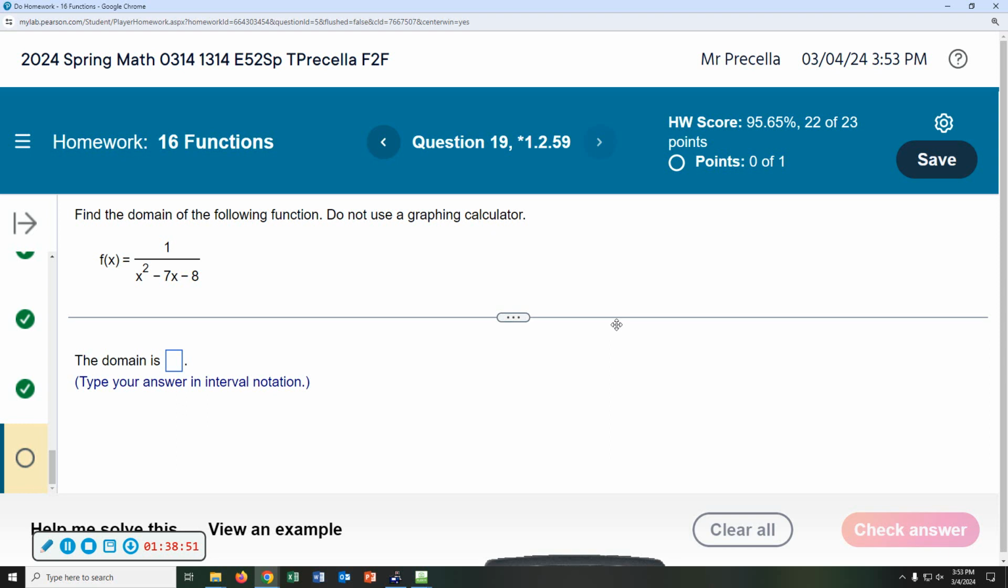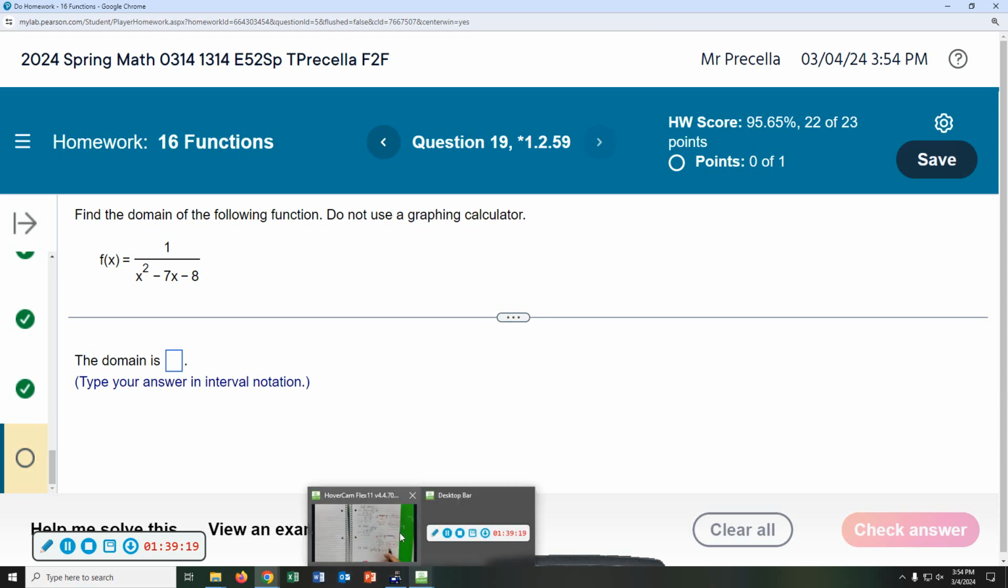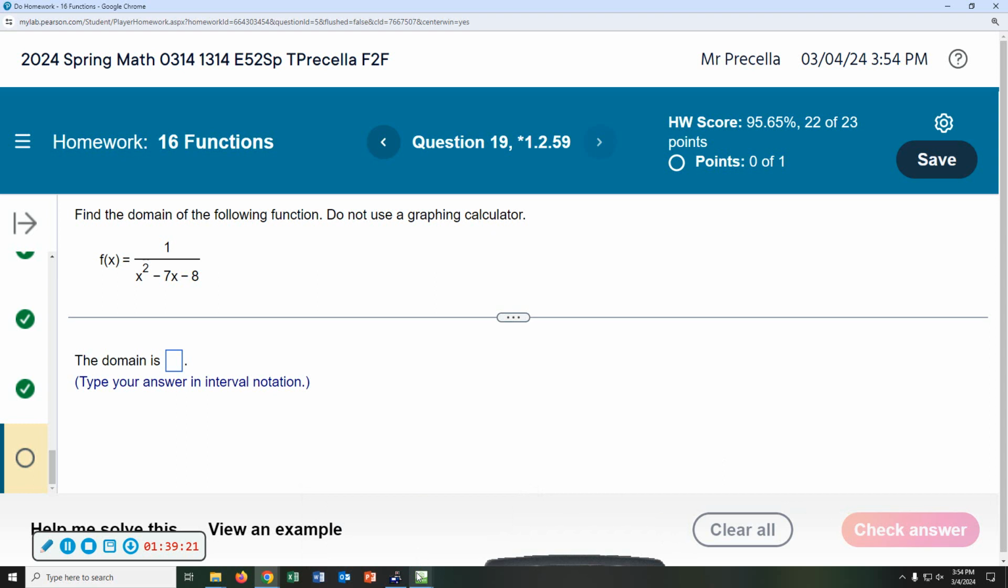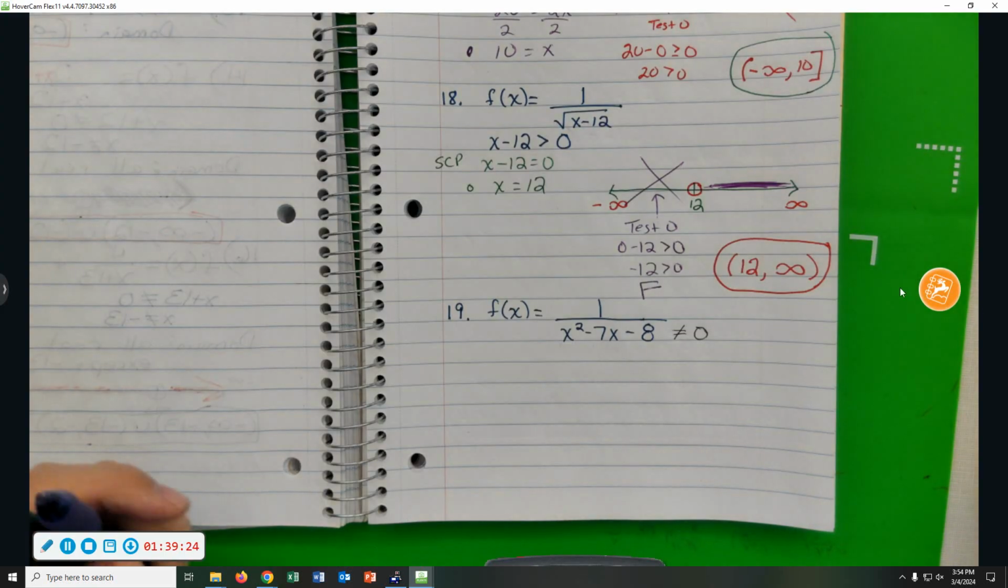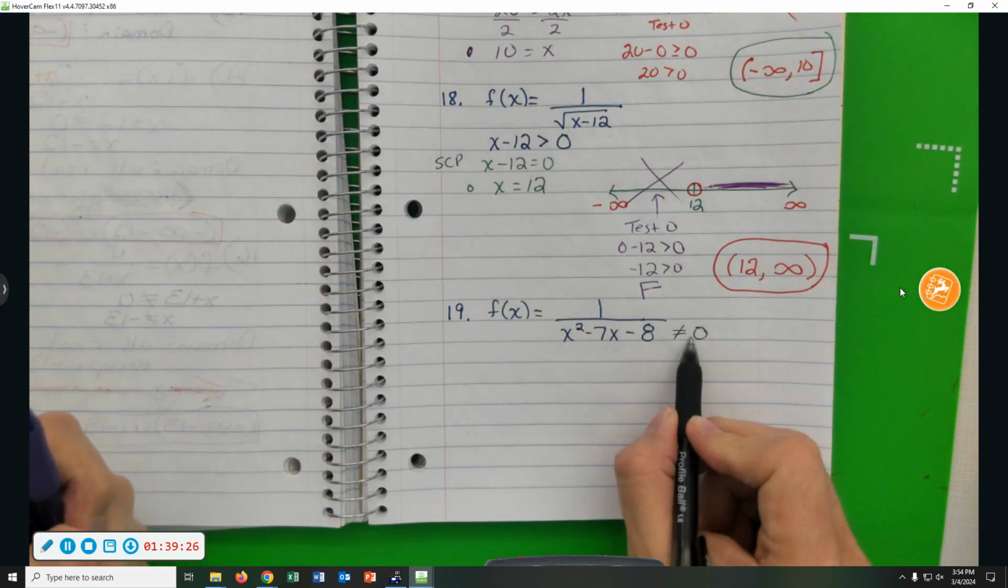Will this produce imaginary numbers? No, because there's no square root. Will it produce undefined results? Yes, because I see a denominator. I just put it here. So we don't want the denominator to be equal to 0. Let me switch over. Okay, you've got it written there. So the denominator can't be 0.